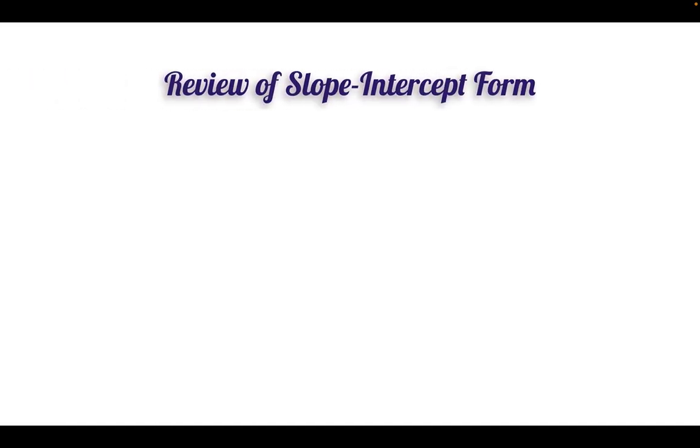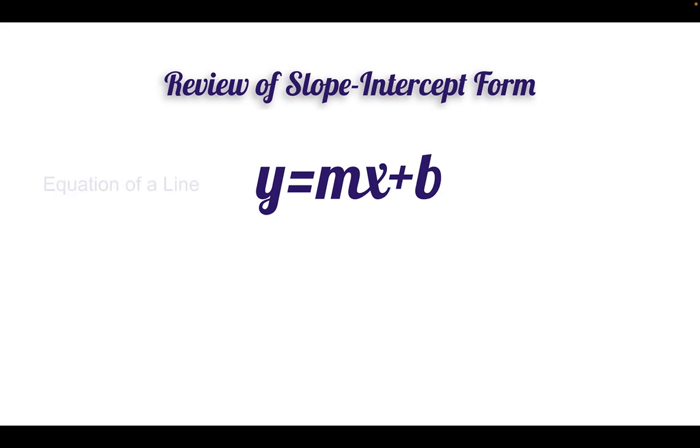So let's do a review of slope-intercept form. That's the equation y equals mx plus b, which is also known as the equation of a line. The m value in the equation represents the slope of the line, and the b value in the equation represents the y-intercept of the line.